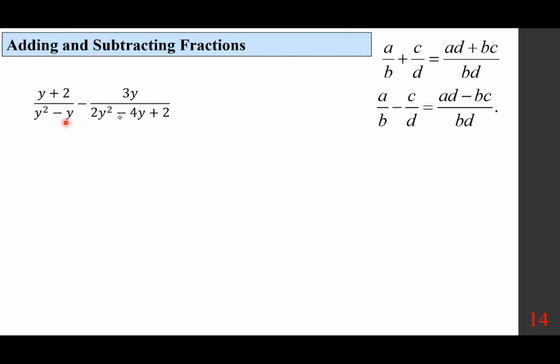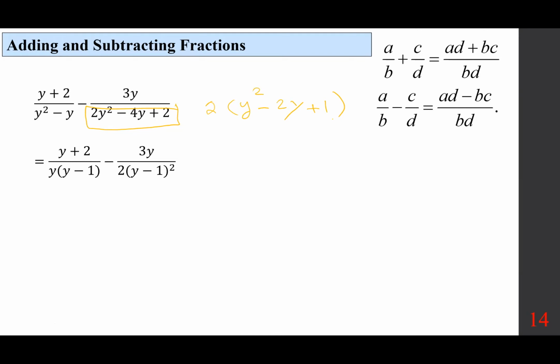And this one, first, I'm going to take the GCF out, namely 2. And of course, y squared minus 2y plus 1 is y minus 1 squared.